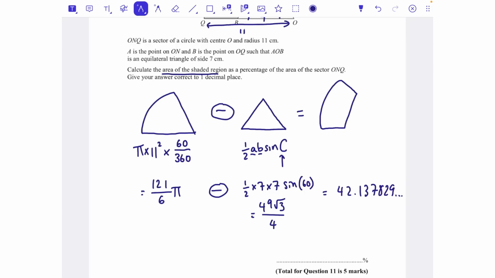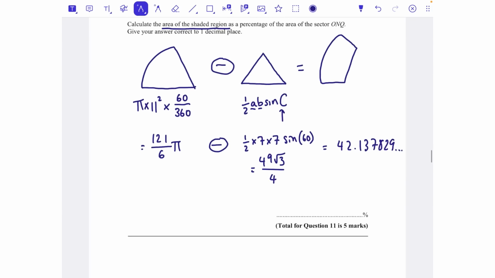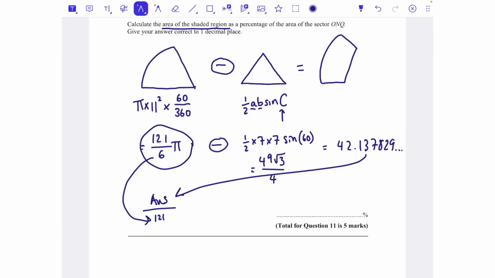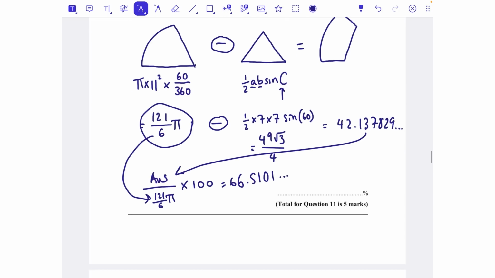I need the area of the shaded region as a percentage. So I now need that answer out of the total area, which was this one, 121 over 6 pi. And then because I want it as a percentage, I need to times it by 100. So in my calculator, I'm putting answer divided by, and then I'm going to type in that fraction, so 121 over 6 pi, and then we're timesing that by 100. And that gets us 66.5101, which to one decimal place is going to be 66.5%.